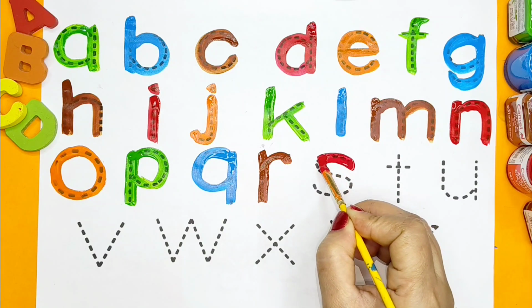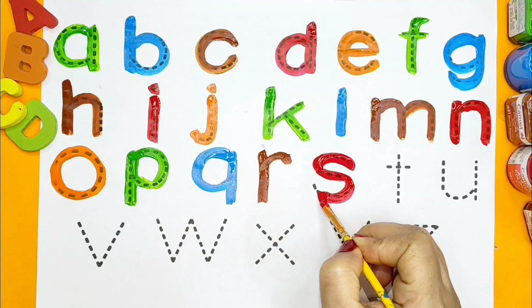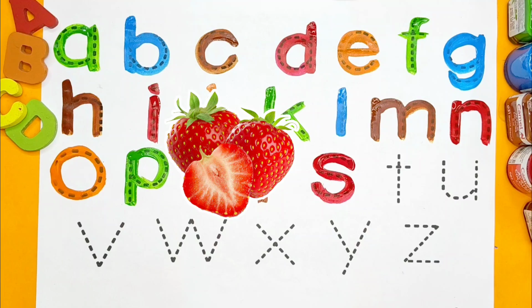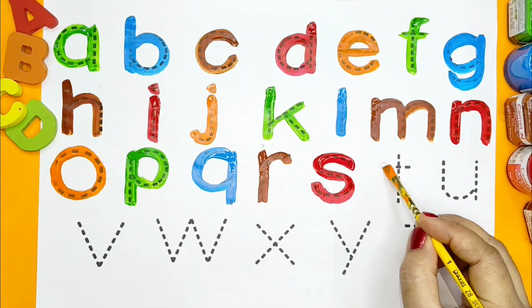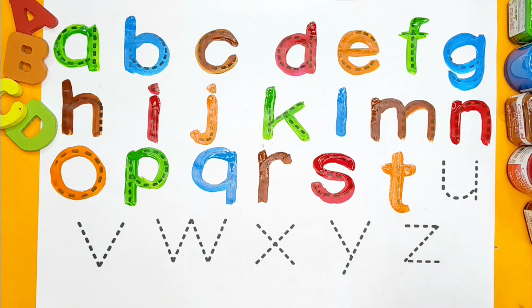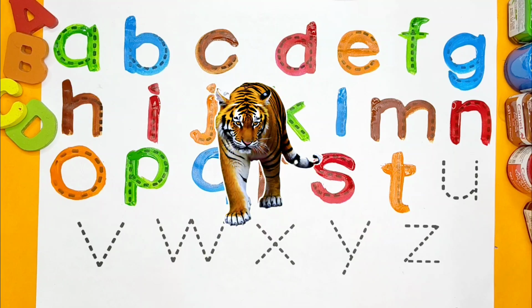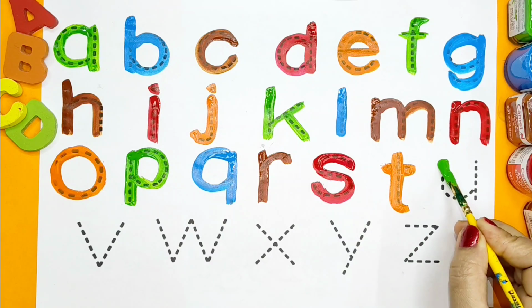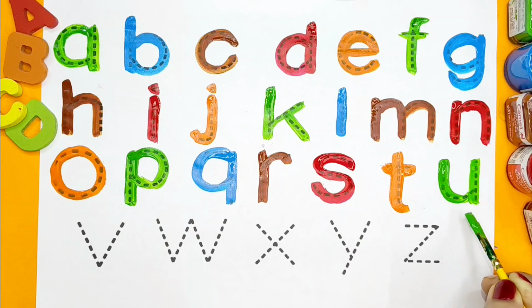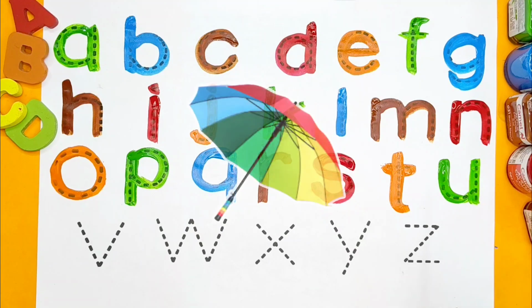Red color. S. S for strawberry. Orange color. T. T for tiger. Light green color. U. U for umbrella.